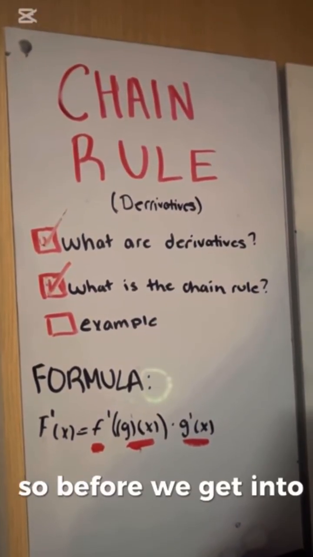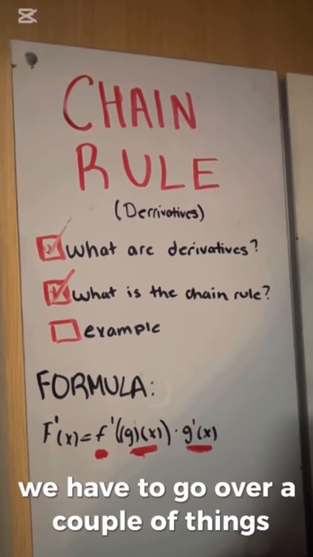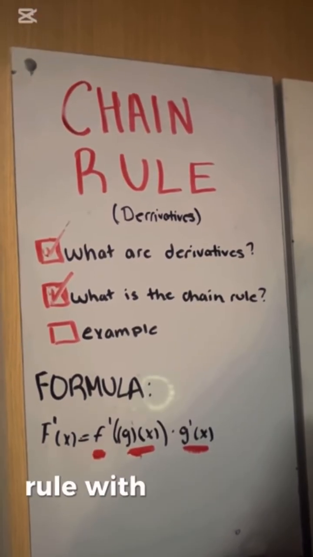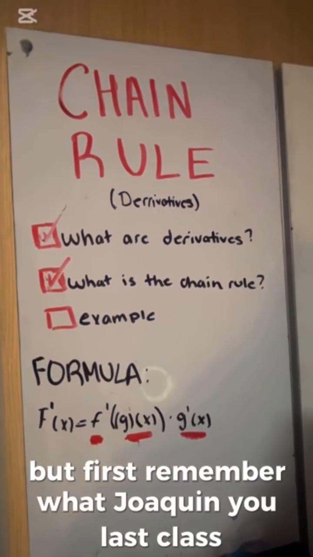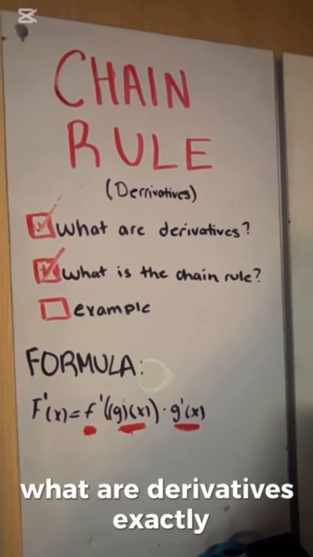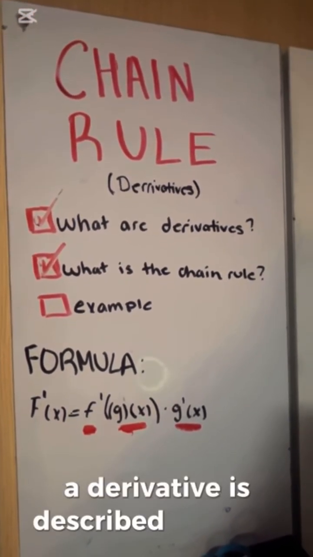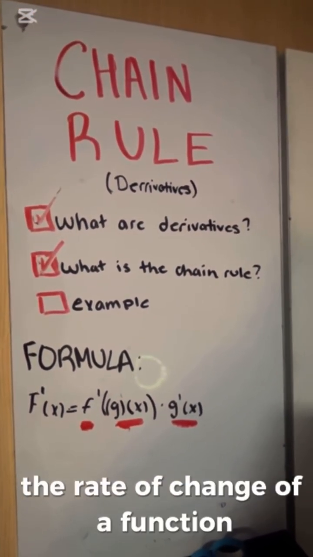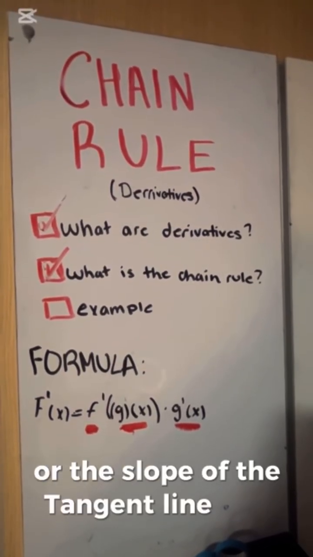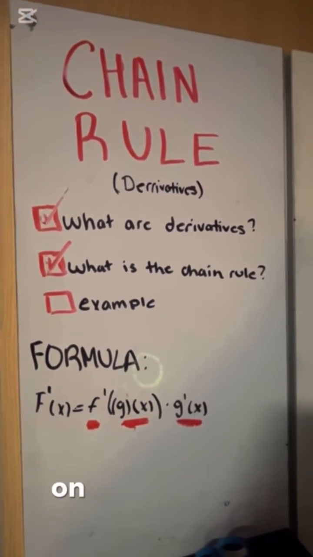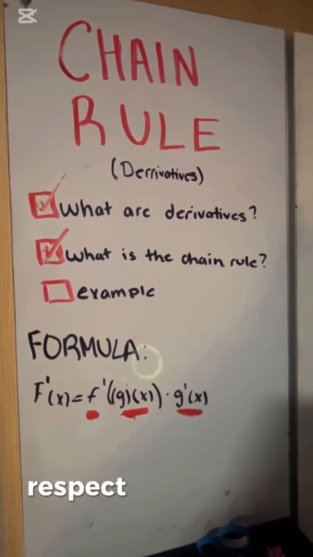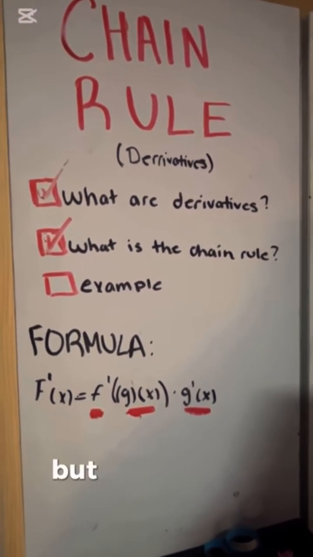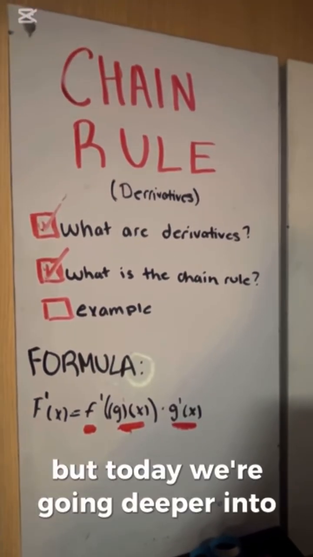So before we get into the chain rule, we have to go over a couple of things. Again, we are seeing the chain rule with respect to derivatives. But first, remember what Joaquin told you last class? What are derivatives exactly? A derivative is described as either the rate of change of a function or the slope of the tangent line at a particular point on a function. In simple terms, a derivative tells us the rate of change with respect to a certain variable. But today, we're going deeper into derivatives.